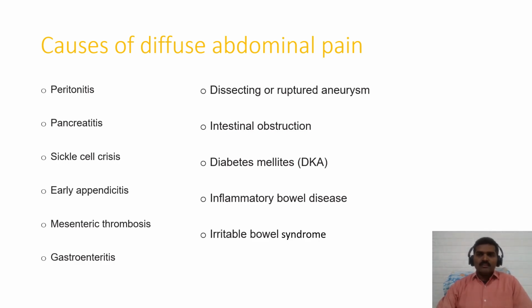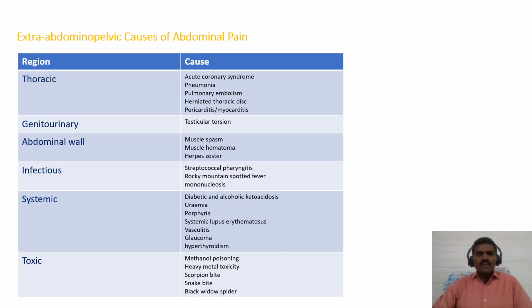Apart from the abdomen, there are certain extra-abdominal causes of abdominal pain, which mimic abdominal pain, but the cause is not located within the abdomen. It can be thoracic, like acute coronary syndrome. You know that in inferior wall MI, you can have epigastric pain. In pneumonia, the patient can have right or left hypochondriac pain.